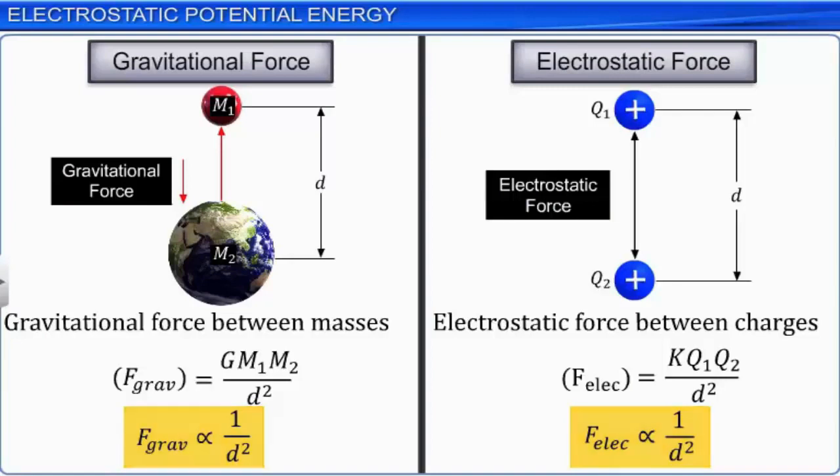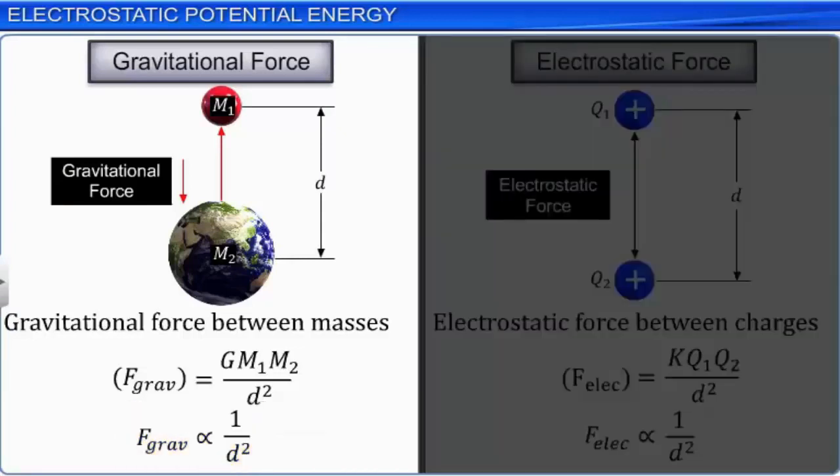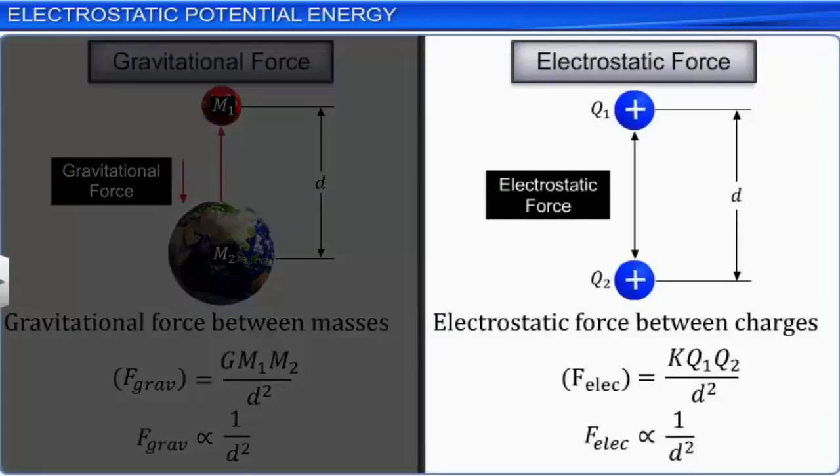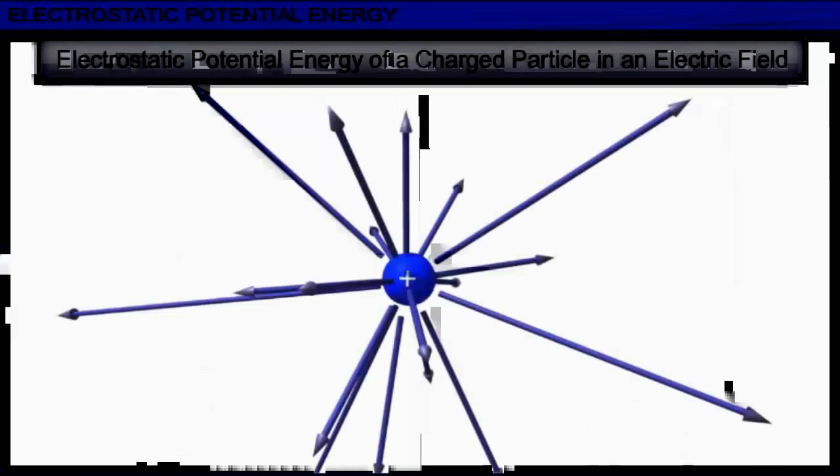We observe that both gravitational force and electrostatic force obey the inverse square law. We know that work done against gravitational force is stored as gravitational potential energy for the mass in the gravitational field. Similarly, work done against electrostatic force is stored as electrostatic potential energy in a charged particle in an electric field. Let us now discuss the electrostatic potential energy of a charged particle in an electric field.